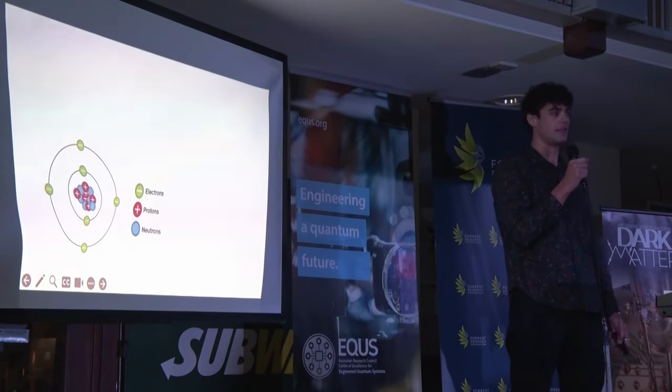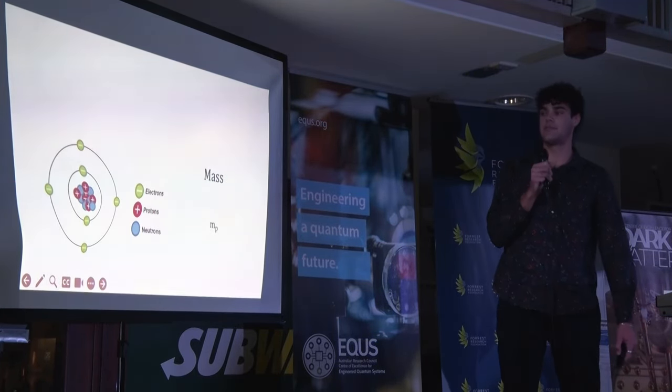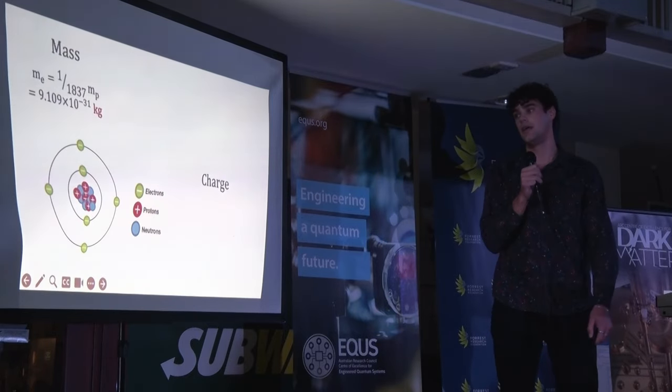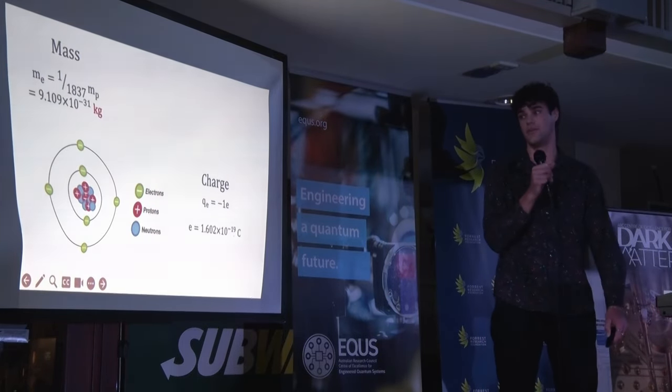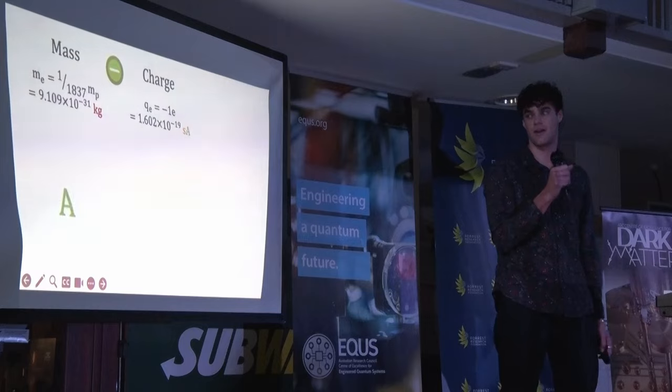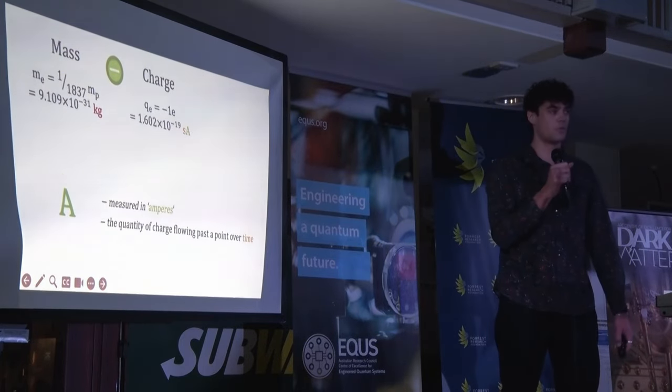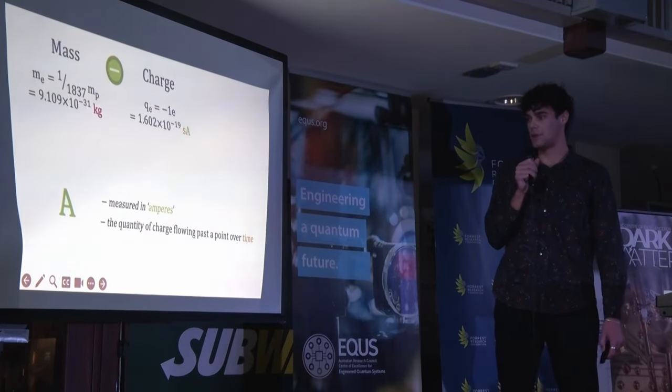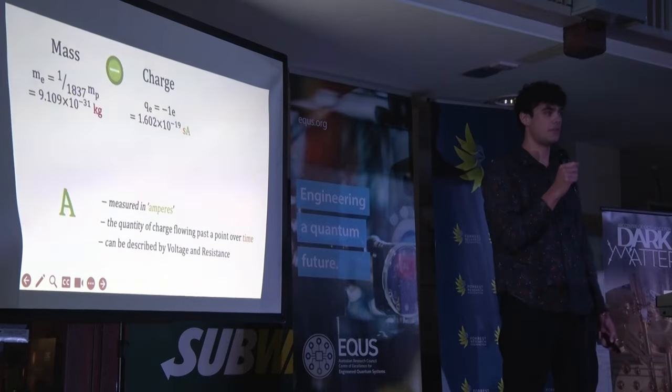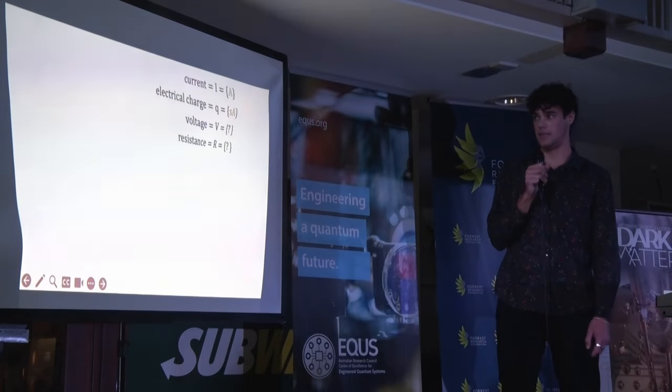Electrons are the things that orbit around the nucleus. They have a mass, much less than the mass of a proton. They have a charge, which is opposite the charge of a proton, and they are also responsible for current. Current is the quantity of charge flowing past a point over time. It can be measured by voltage and resistance. So we're going to put that over there.